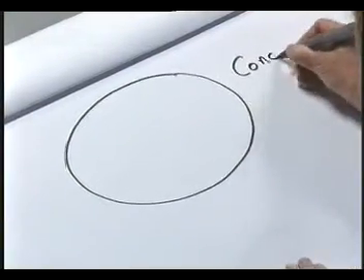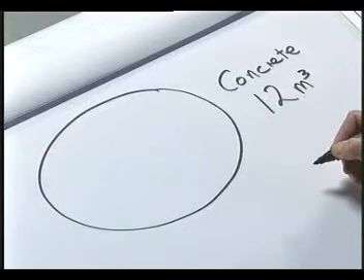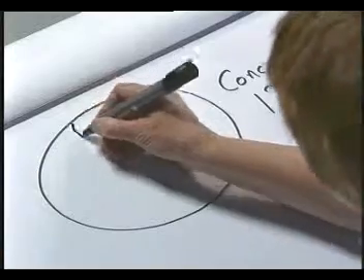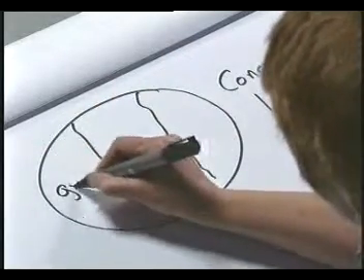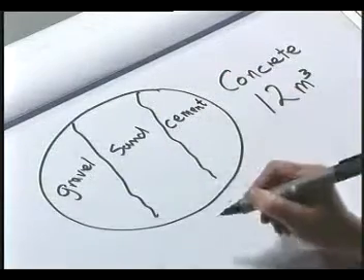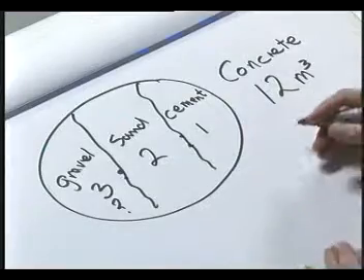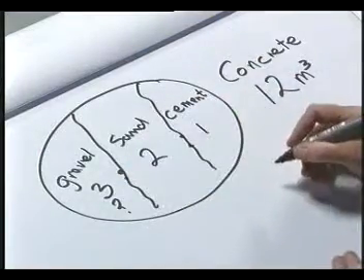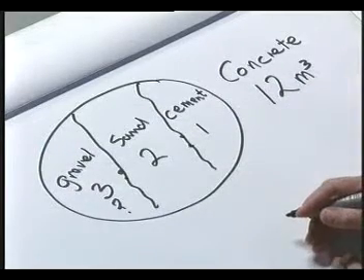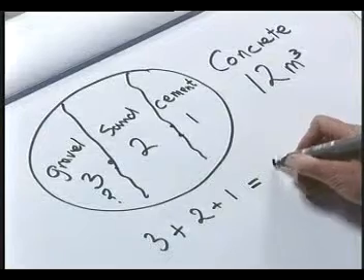And that represents the concrete. And we know we want to make 12 cubic metres of concrete. And we know it's mixed by mixing gravel, sand and cement in the ratio 3 to 2 to 1. Well, first of all, we work out the total number of parts our concrete is divided up into, and we use our ratios for that. It's 3 plus 2 plus 1, and that equals 6 parts.